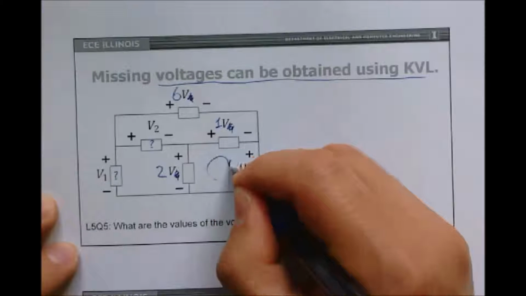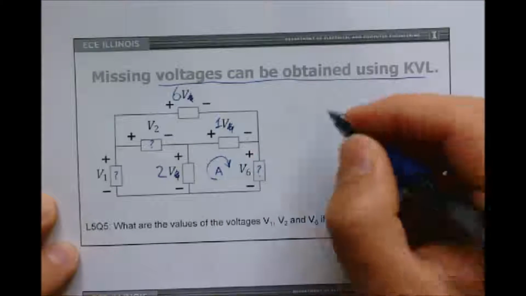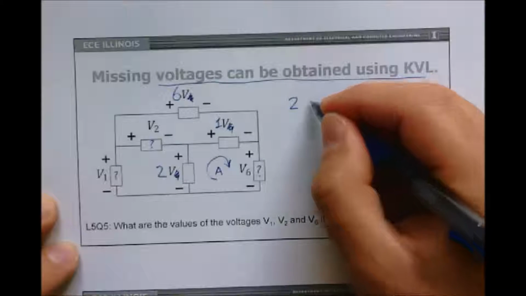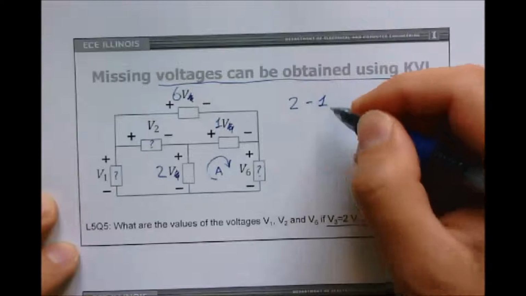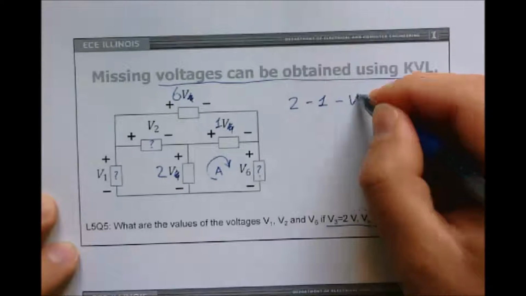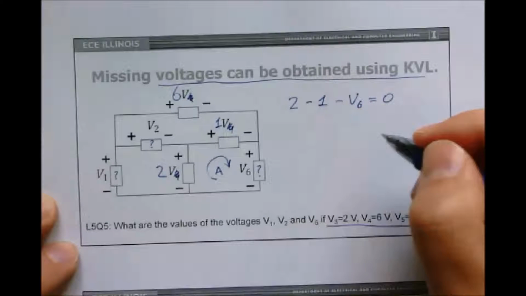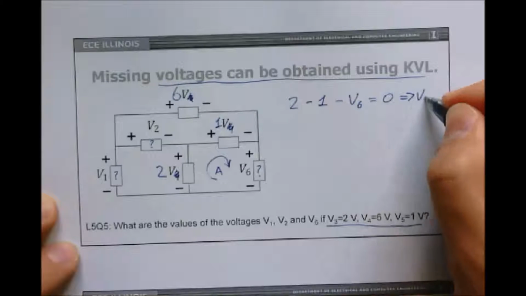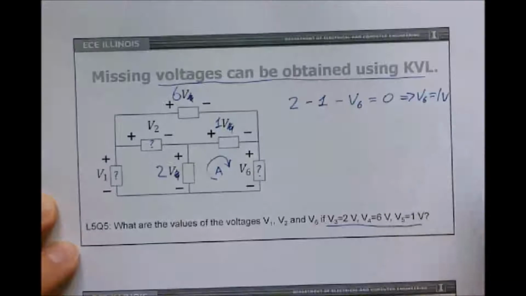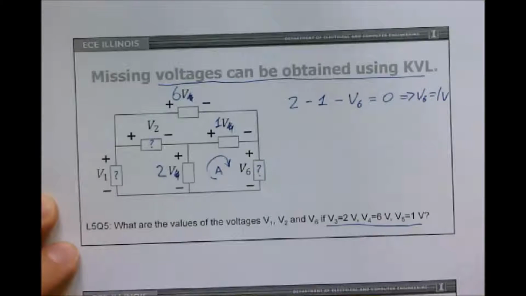Let's find a loop that has only one unknown, and let's call it loop A. Loop A has one unknown, and we can go through the loop going up by 2 volts, dropping by 1 volt, dropping by that unknown, and that adds up to 0. Therefore, our unknown is just 1 volt. And you can just verify the math for yourself.